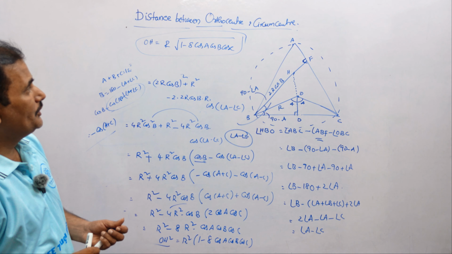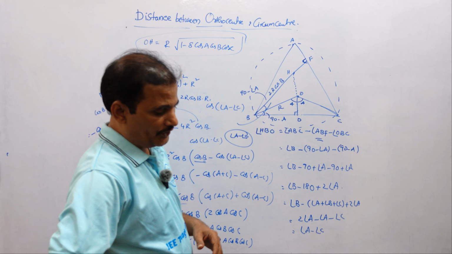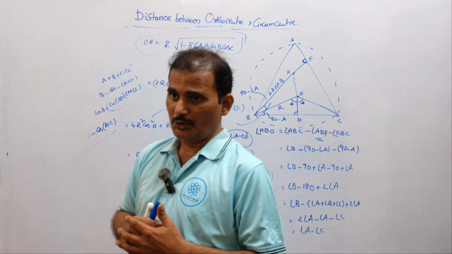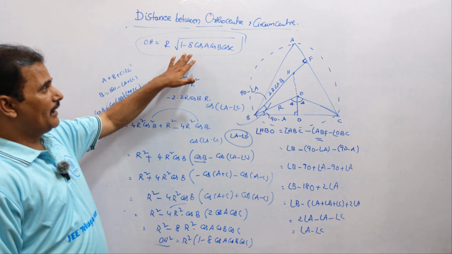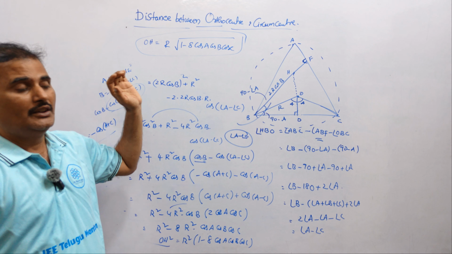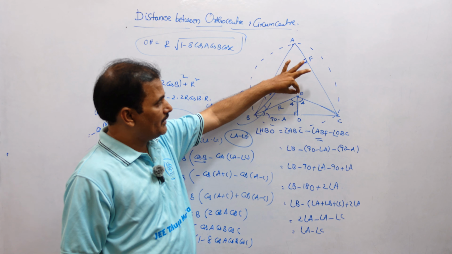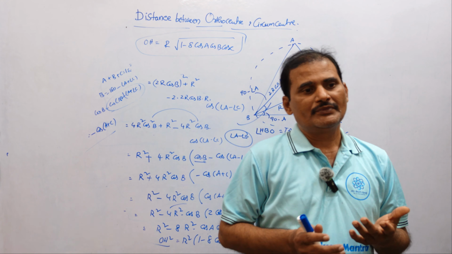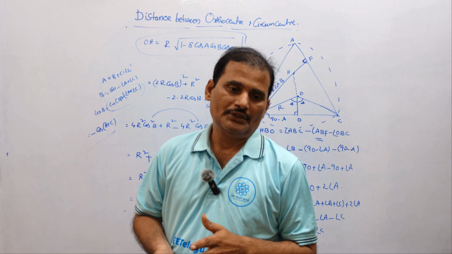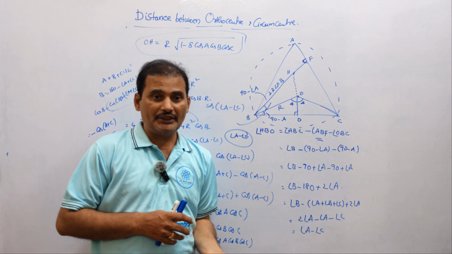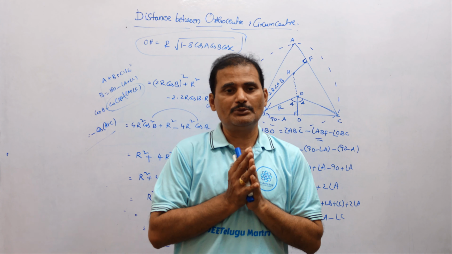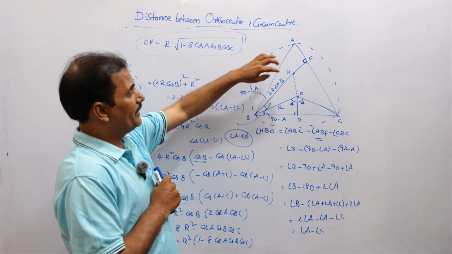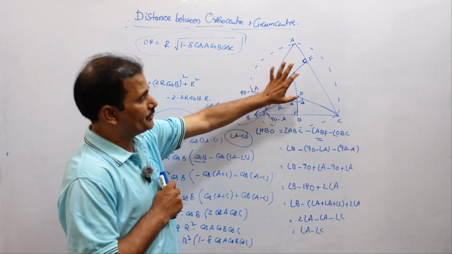See, this formula is used to find the distance between the orthocenter and the circumcenter whenever the angles are given: R into root of 1 minus 8 cos A cos B cos C. To find the distance between the orthocenter and circumcenter, or circumcenter and centroid, or circumcenter and incenter, whatever distance between the other centers we have to find, we draw this type of triangle only. Here I want the orthocenter and circumcenter, so I wrote these two.